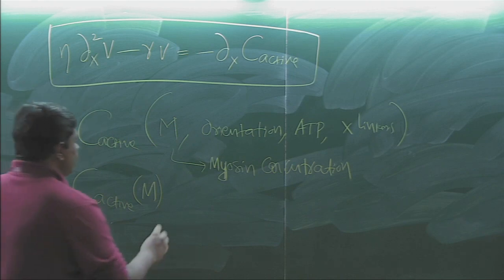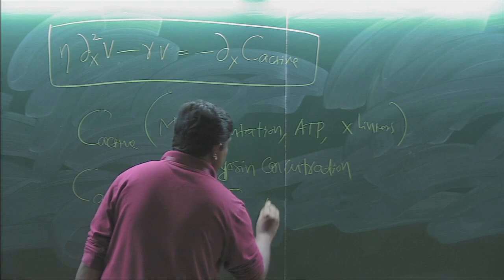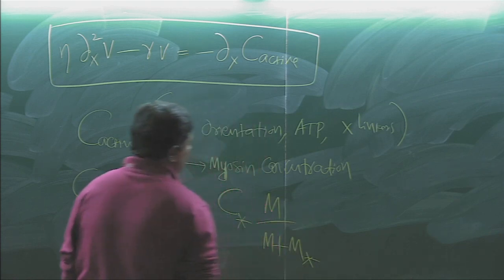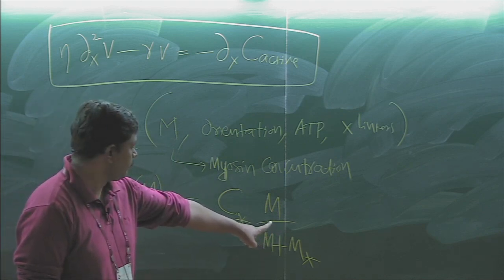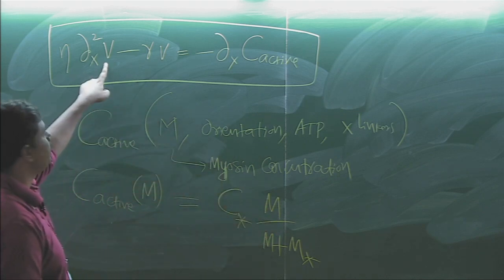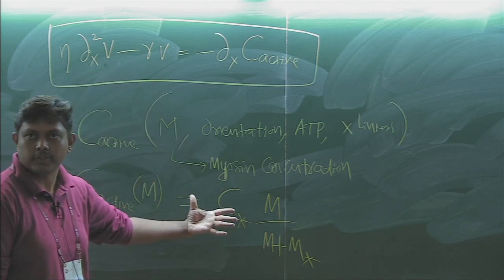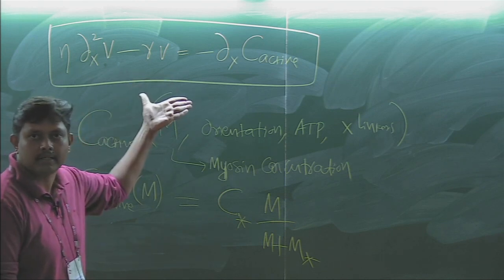In a simple description, you can think of it like a saturating function where you have some constant times M by M plus some other constant. So now I have measured M experimentally, and I have measured V experimentally, and the theory is saying that these two must have a relationship. So I can solve this analytically, mathematically.